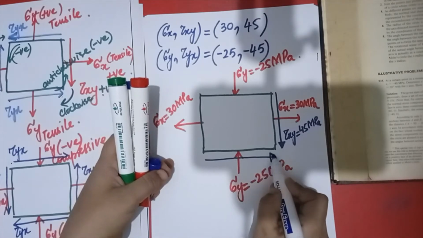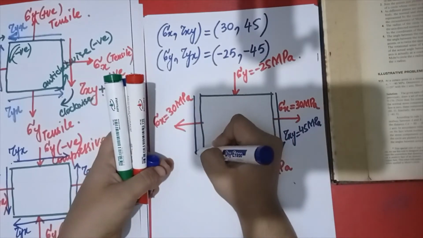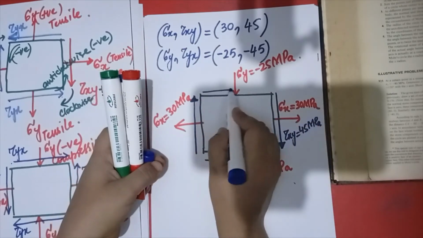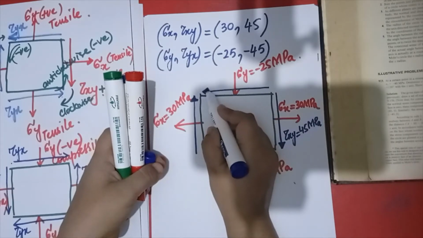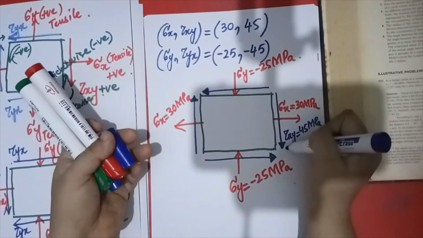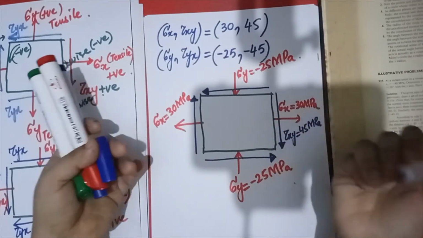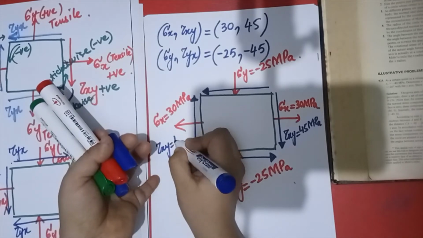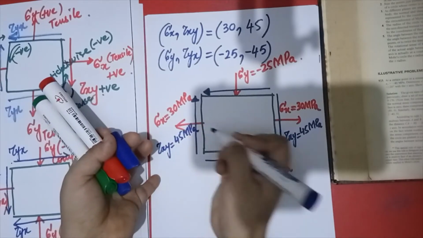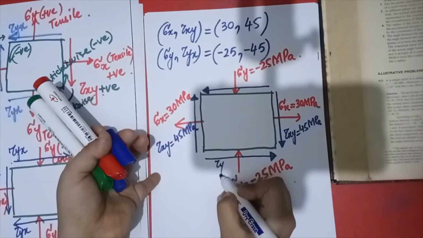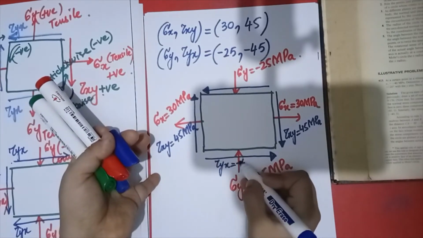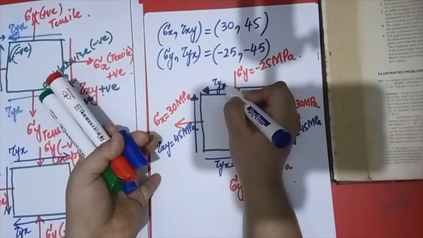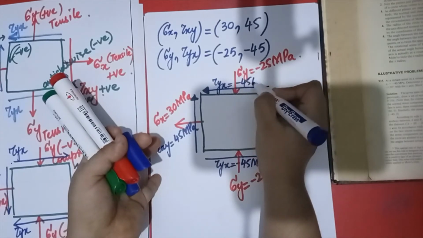it is head, so there will be head. If it is tail, so this will be tail, so head will be here. You have to decide this direction on which head and tail. You just need this one here. And this one tail will be here. So now this proves tau xy shear stress is 45 MPa. But for tau yx equals to minus 45 MPa. Tau yx equals to minus 45.